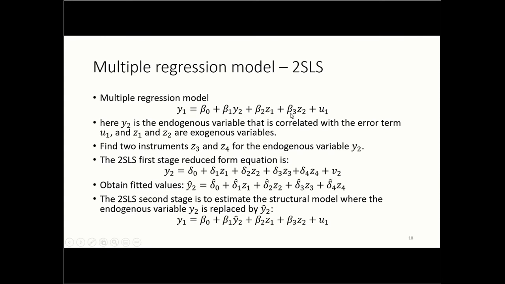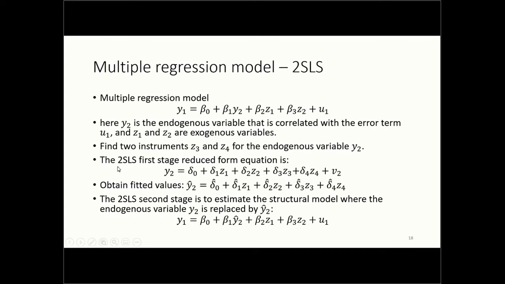So how would we do two-stage least squares when now we have more than one independent variable and potentially more than one instrument as well? So here we would have a regression model of y1 on y2. y2 would be the endogenous variable that's correlated with the error term, and then Z1 and Z2 again would be exogenous variables. So let's find two instruments, Z3 and Z4, for the endogenous variable Y2. So how would we do two-stage least squares?